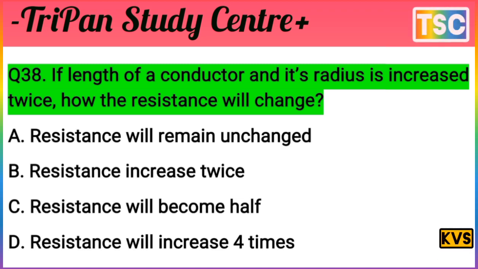That's not a correct answer here, because the radius is increased twice, so it does not remain unchanged. That's a wrong option. B, resistance increasing twice, is not right either. That is a wrong answer. And C, resistance will become a half. You know that the increase is twice. It means the resistance is a half. Resistance is a half. It means option C is correct. The C option is correct for this question.